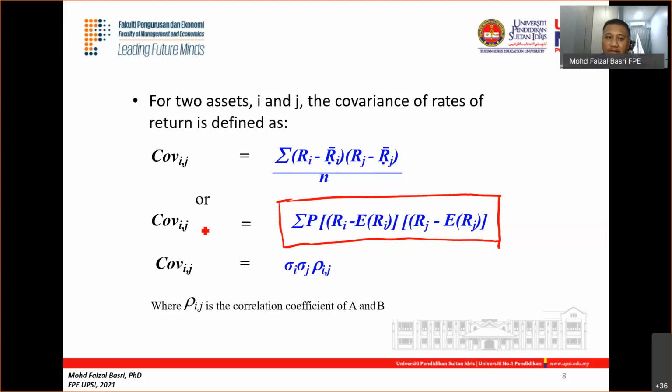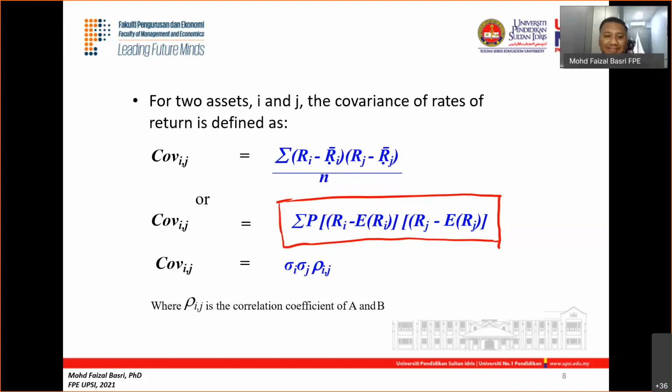Without the square, because remember, the covariance has three possibilities: positive, negative, and also no relationship. So for covariance, there's a possibility of negative answers. So if we have a negative in one of these, automatically we will have a negative value. Okay, so this is the formula.